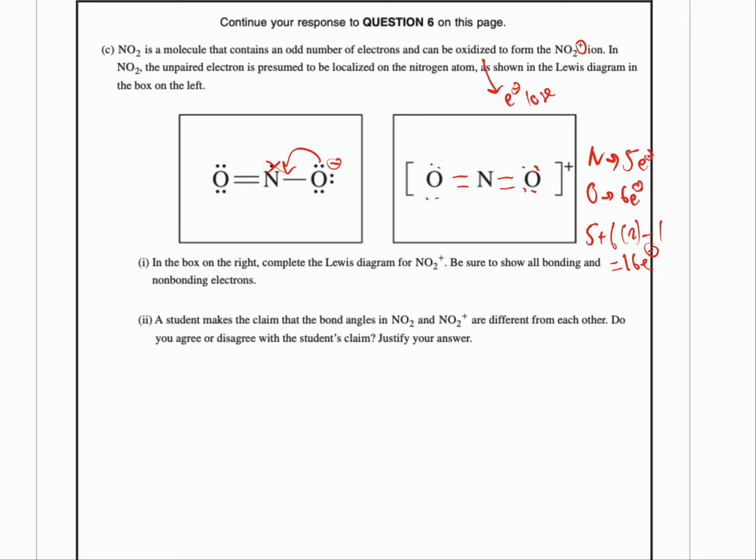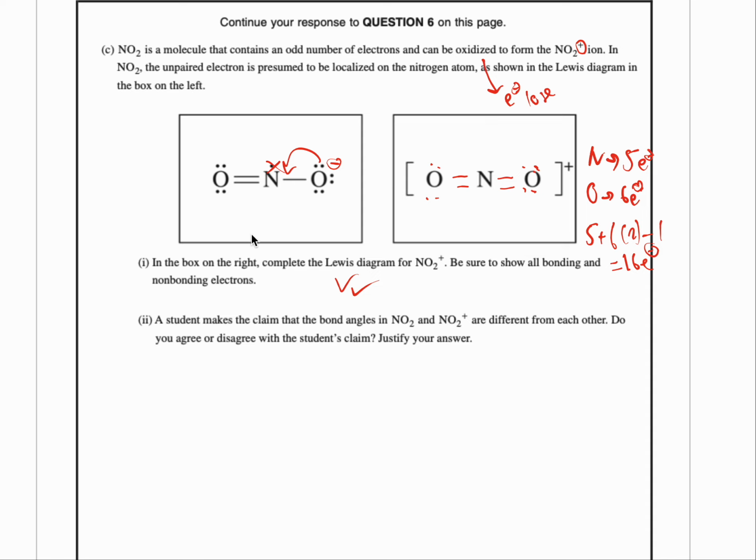I'll just write it like that to keep it simple, and we can put 2 check marks here because we are all good. We show the bonding electrons, we show the non-bonding electrons. Okay, so now looking at the bond angles, great. I'm thinking VSEPR, hybridization, all these great things. Are they different from each other?